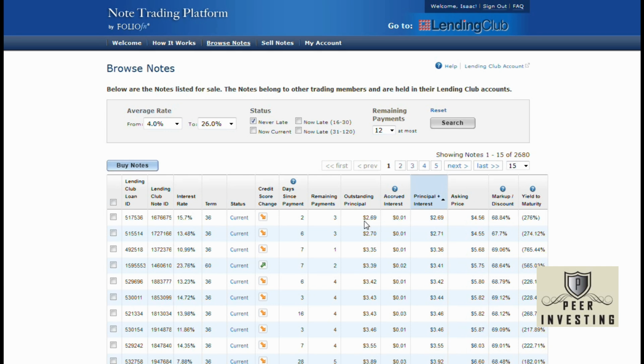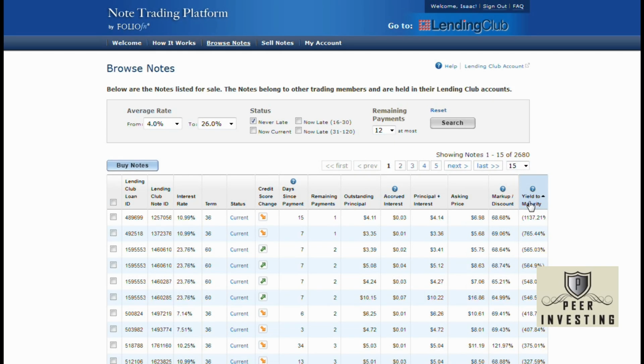So someone has this note here, this top line, it's $2.69 in outstanding principal, accrued interest of 1 penny. So they just currently made a payment. They have 3 payments remaining, which with their accrued interest is going to be very little total dollars, probably $3 or so. Well, this person has priced this at $4.56. So they're marking it up 68%, and your, obviously negative return on your investment would be 276%. So I want to avoid that.